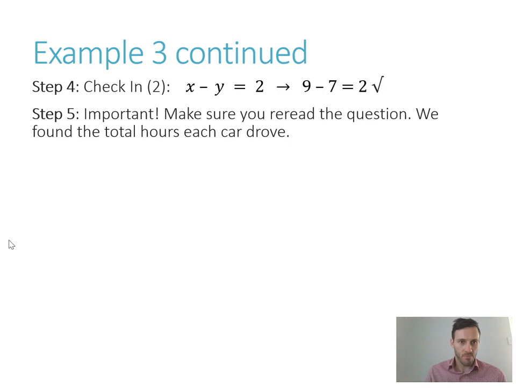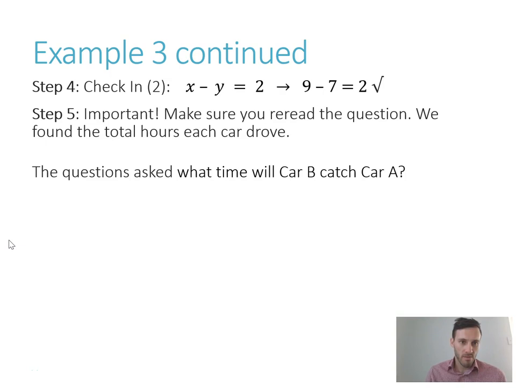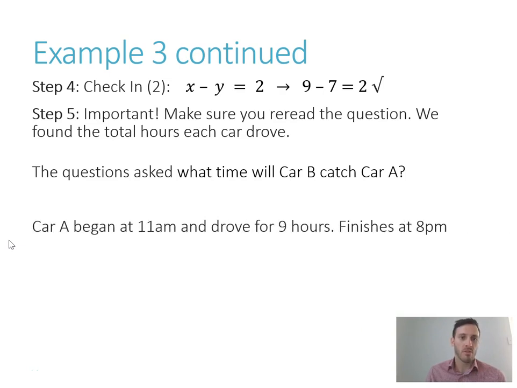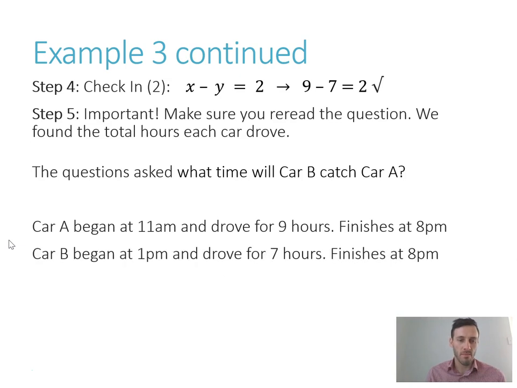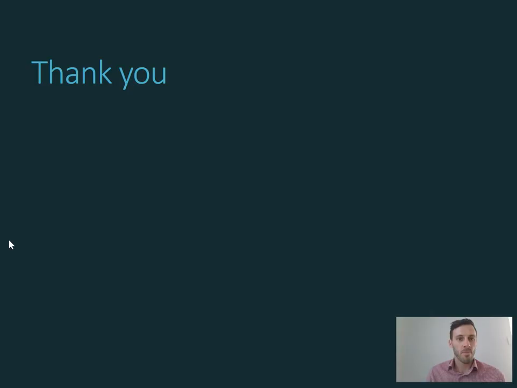Now I'd like to point out here as well that you've got to read the question. The question said, at what time will car B meet car A? We've found out how many hours they're driving for. We haven't found out at what time. So now we have to add how many hours on to what time it left. So car A left at 11 a.m., drove for 9 hours, finishes at 8 p.m. Car B left at 1 p.m., drove for 7 hours, and finishes at 8 p.m. And that's how I'll answer. Finishes at 8 p.m. Thanks, everyone.